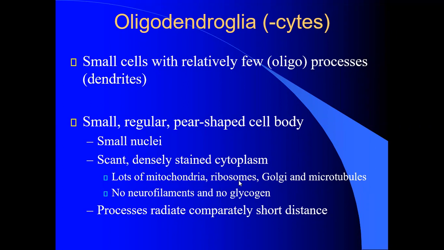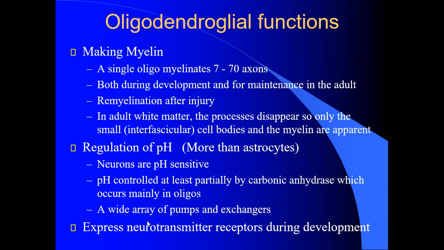They have ribosomes, so they're synthesizing things all the time. Golgi, microtubules. All right, there are no neurofilaments. There is no glycogen. So then they too must be dependent on the astrocyte. And yet, we're going to come back to the "and yet," which is a very interesting one that we're dealing with clinically today.